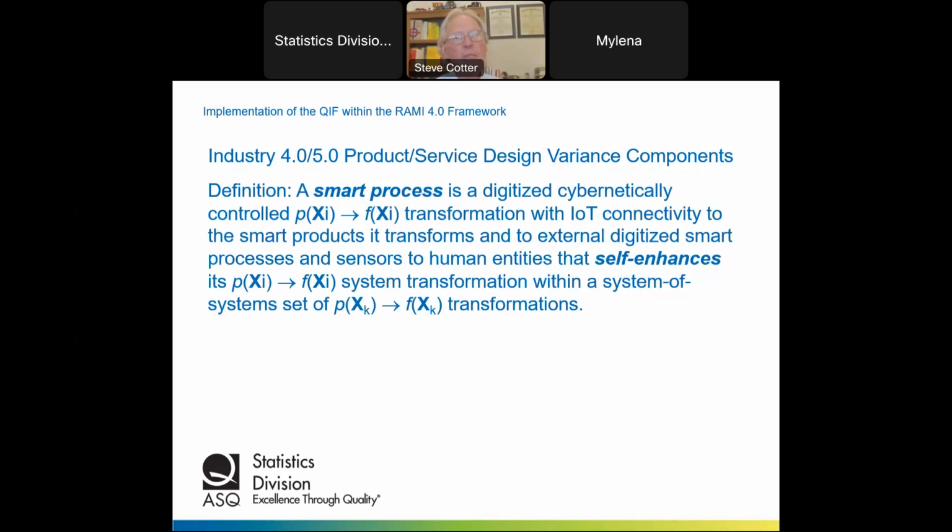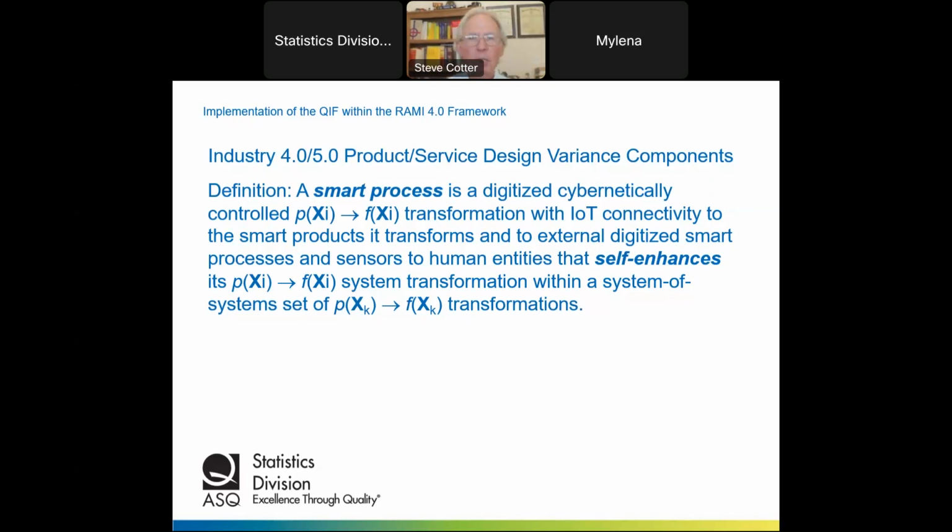Smart process is digitized, cybernetically controlled. So this is a smart product. Smart process is digitized, cybernetically controlled. Now we're down to the PXI that results in functionality of XI. So we're at the transformation process, the transformation point in the process itself.